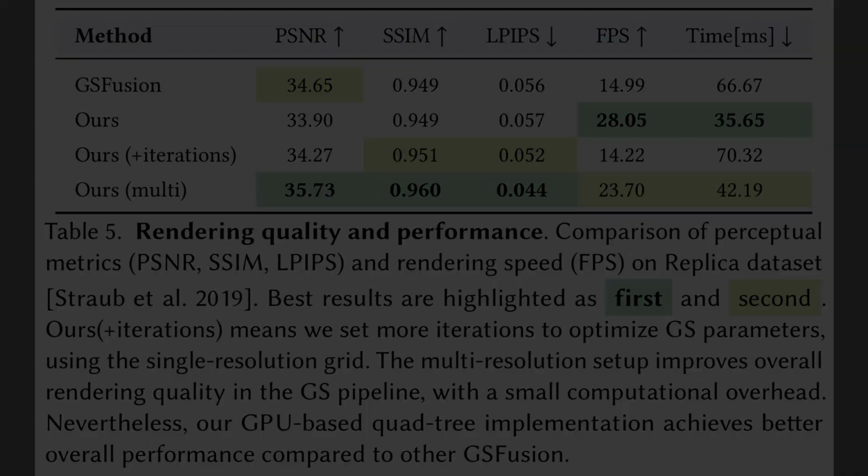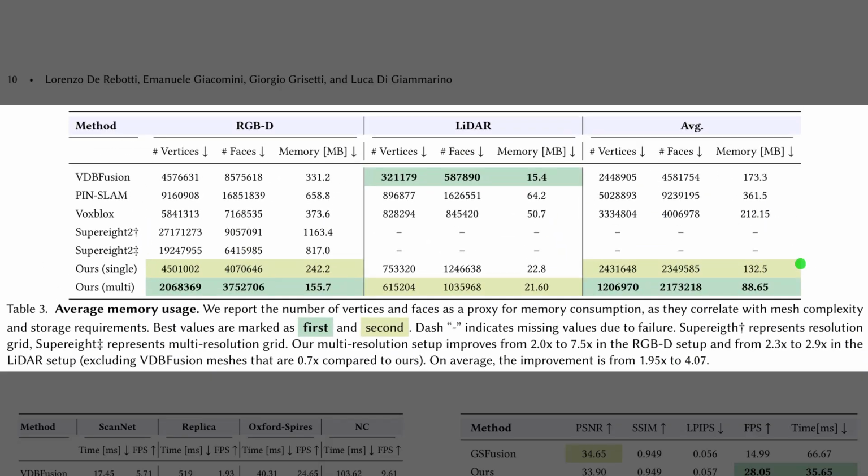Well, while Table 5 emphasized rendering quality, Table 3 shifts to memory usage through mesh complexity. The table reports vertex and face counts, plus memory in megabytes for RGBD, LiDAR, and their average, which together approximate how heavy each reconstruction is in storage. The single resolution variant already beats most baselines, but the multi-resolution version roughly halves vertices and memory again. Those reductions translate into about 2 to 4 times lower memory than competing real-time systems.